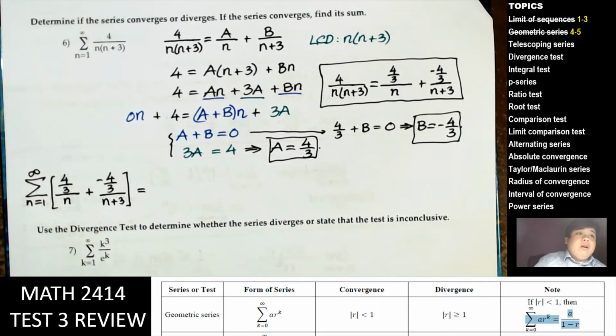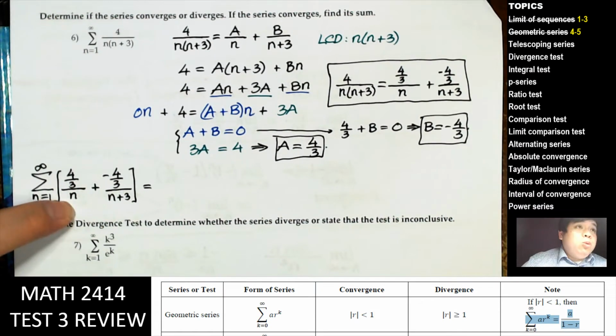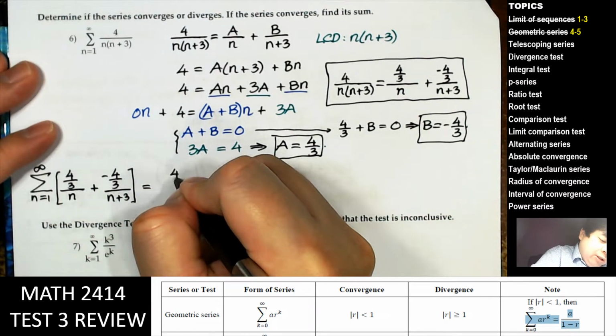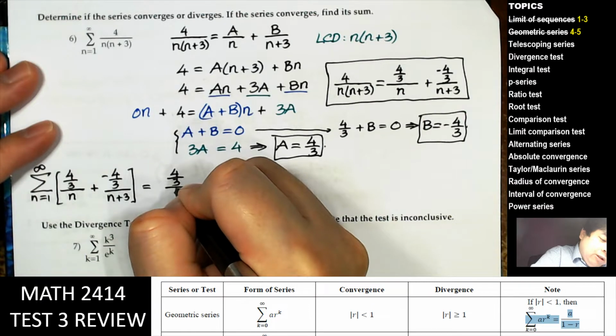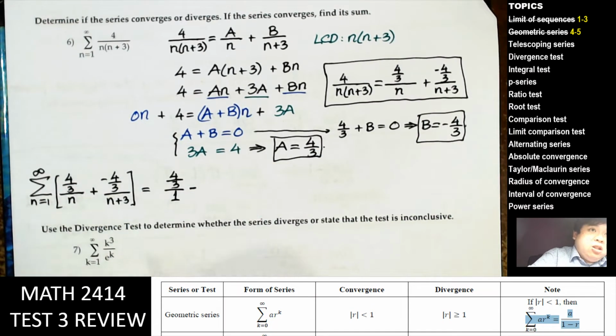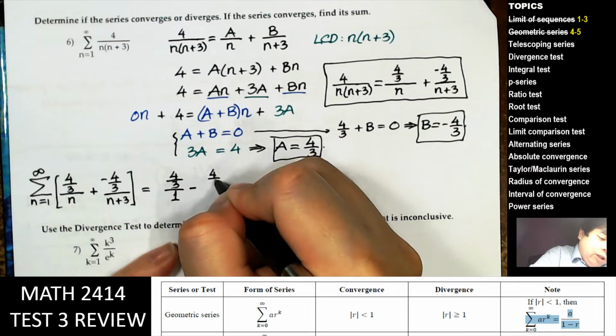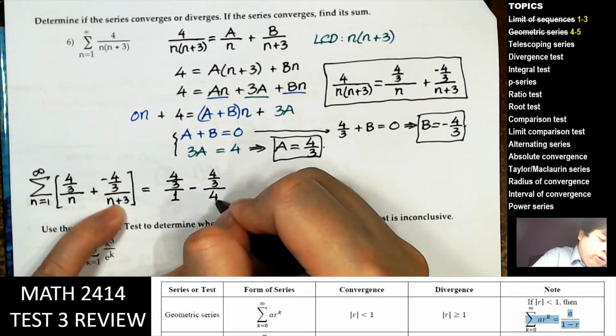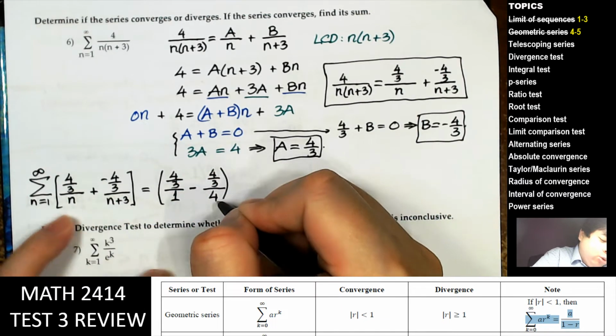Right. Now first, when n equals 1, I'm going to put 1 in here, and we'll just write that over 1. And then let's write the minus. I'm going to put minus there, 4 over 3, n equals 1, so that will be over 4. So that is when n equals 1.